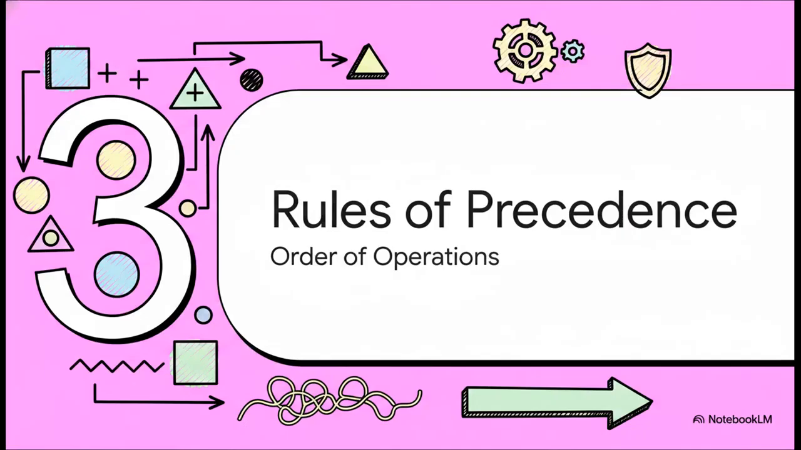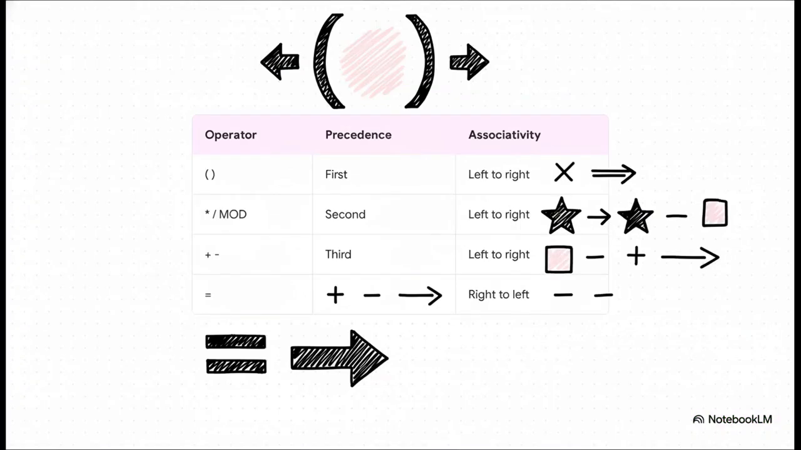Section 3. The rules of precedence. Because we completely flattened our math earlier, how on earth does the machine know what to calculate first? Well, to avoid total chaos, it relies on a strict hierarchy.